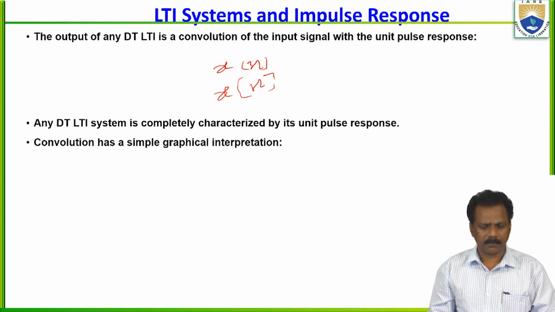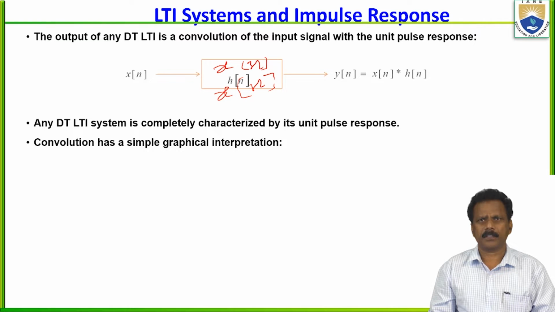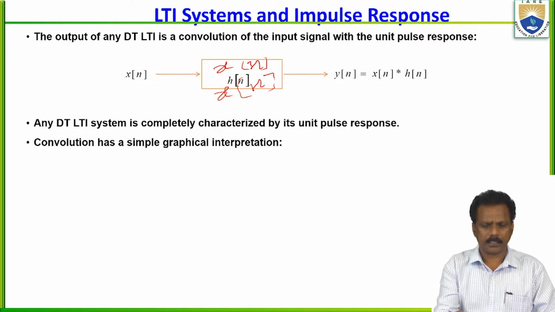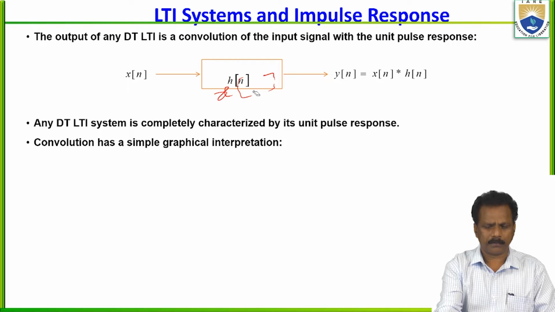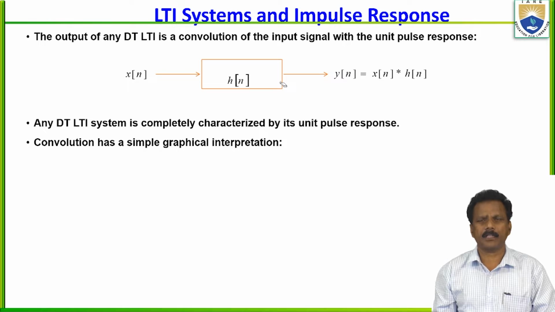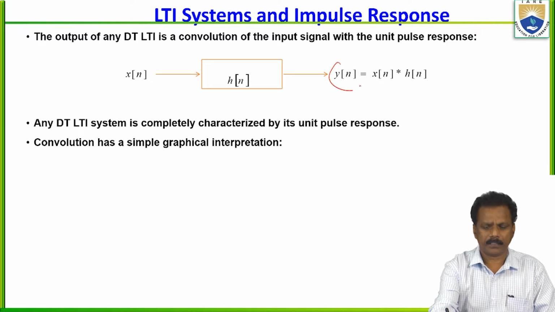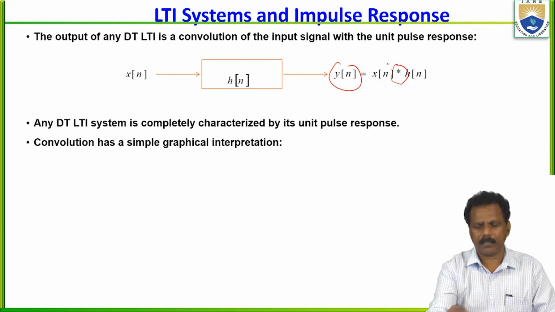Convolution has a simple graphical interpretation. With reference to this mathematical analysis, we will verify that graphical interpretation. So x of n is given to the impulse response h of n, and we expect the output response y of n to be x of n convolved with h of n.